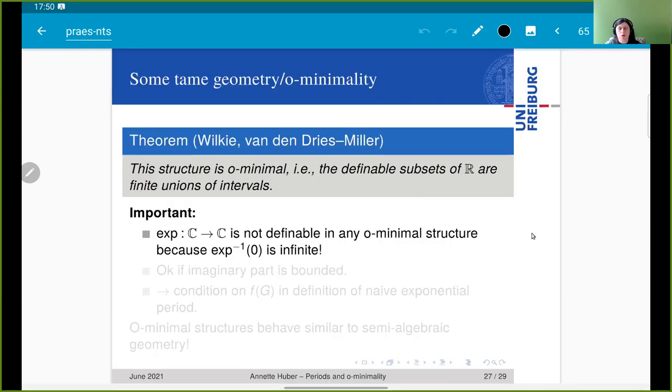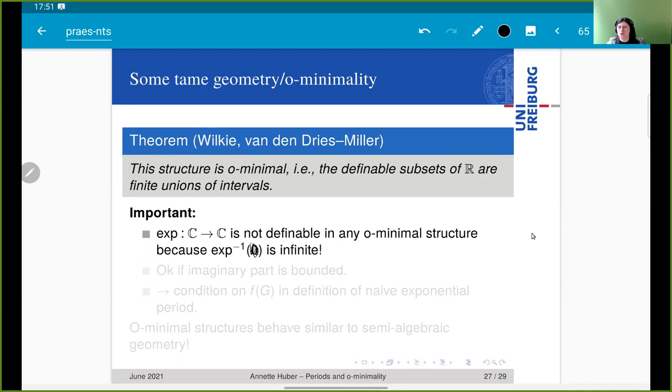So let me comment for those people who don't know about O-minimality. The complex exponential function is not definable in any O-minimal structure. That's because the complex exponential function is periodic. If you take the pre-image of a point, not zero, that's a stupid point to take, just any other point, then the pre-image is a discrete set. e to the 2 pi i is one, it's periodic. And an infinite sequence of points is not definable. Subsets of the reals have to be finite unions of intervals or points.